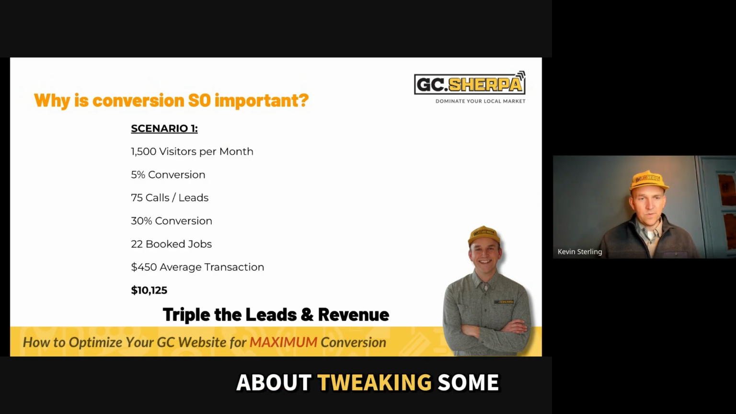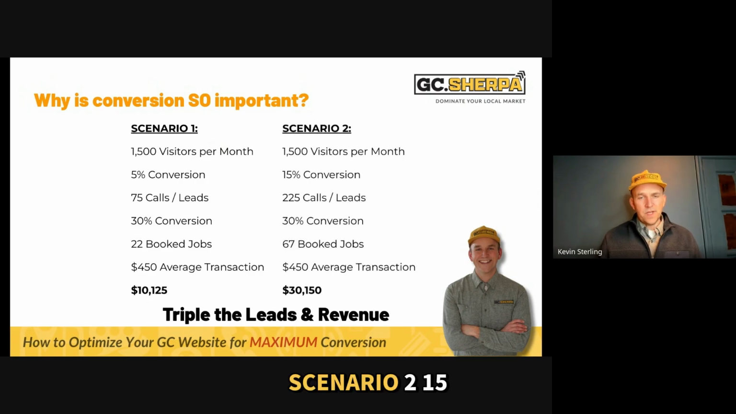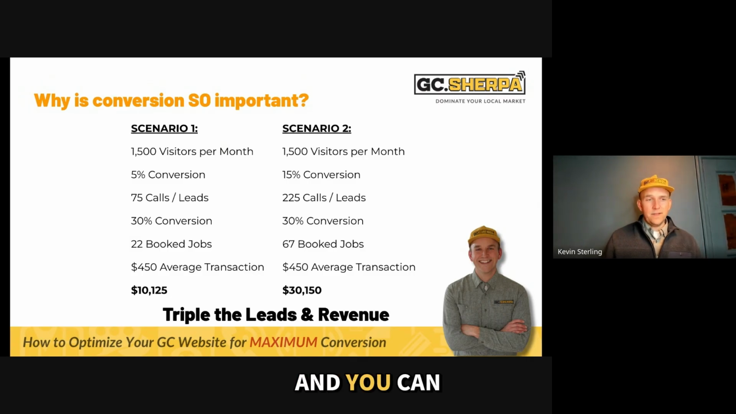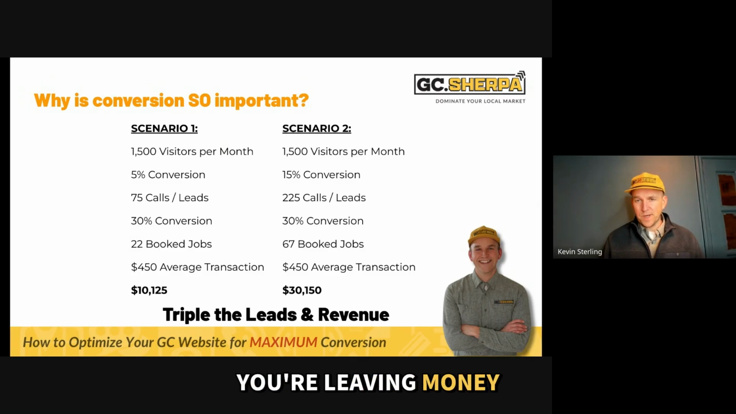Now, let's talk about tweaking some of these numbers. Scenario two: 1,500 visitors per month, 15% conversion. That means 225 calls or leads, with the same conversion rate on the sales. That's 67 booked jobs at a $450 average transaction, $30,150. So almost tripling the revenue, and you're not getting better at sales. I mean, you might be, but in terms of this example, you're literally just making the website convert better. And if you're not doing that, you're leaving money on the table.